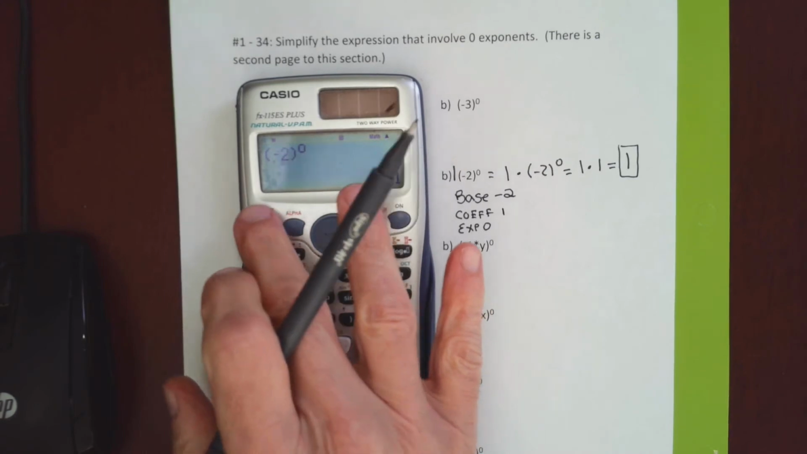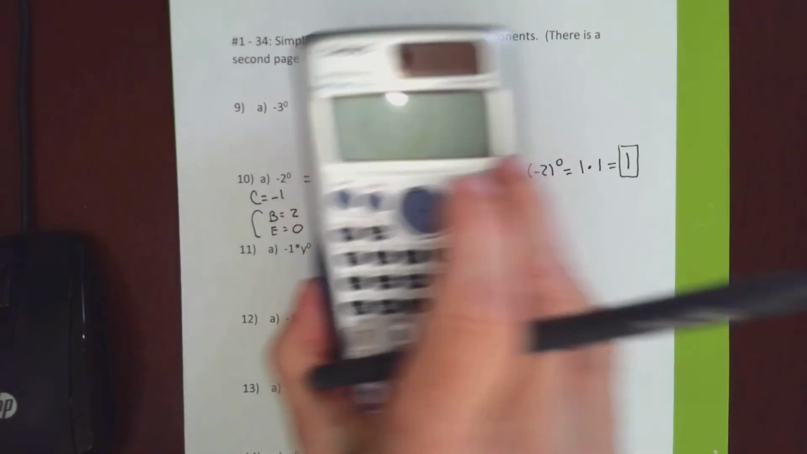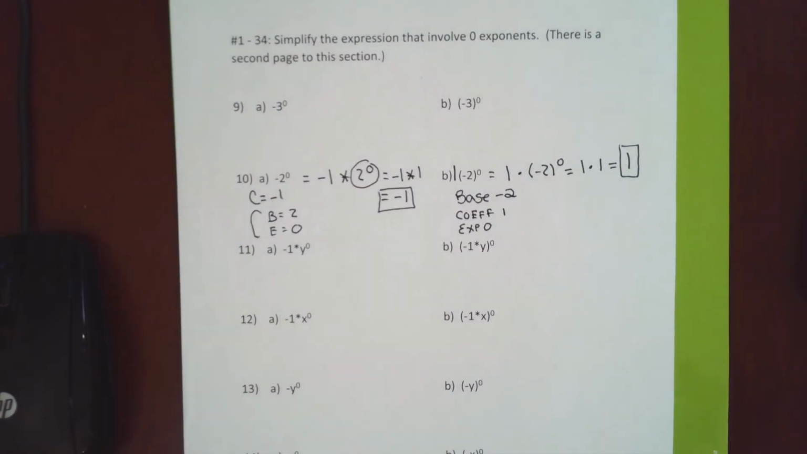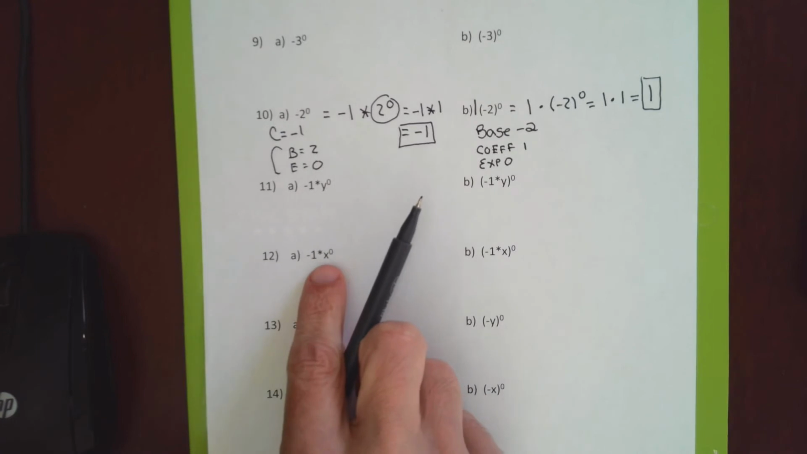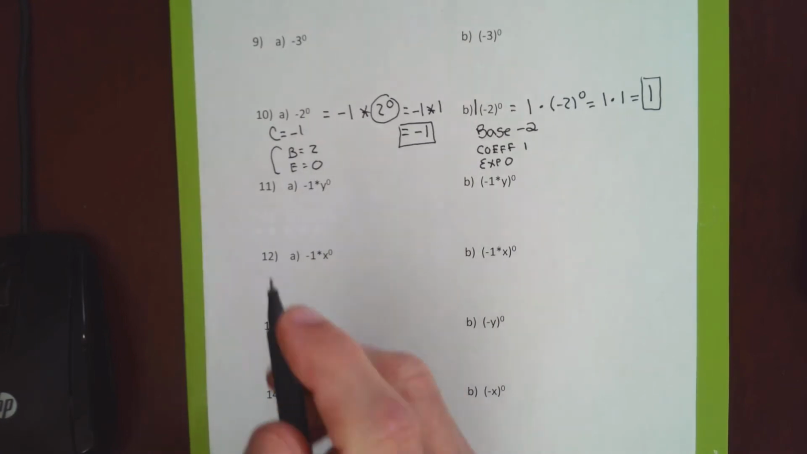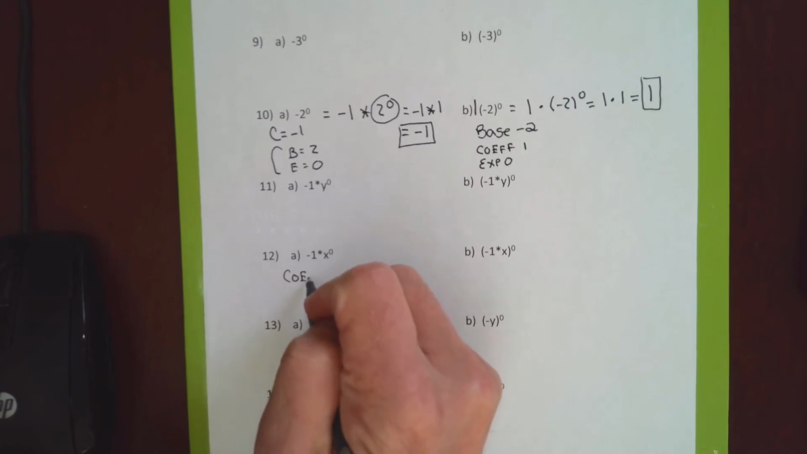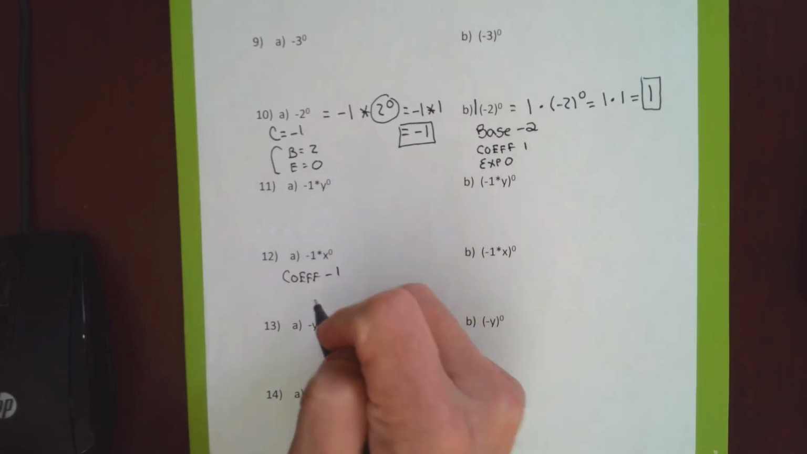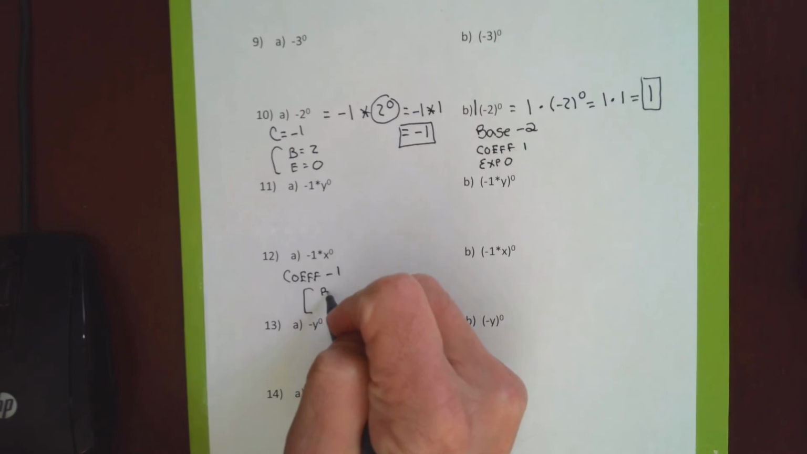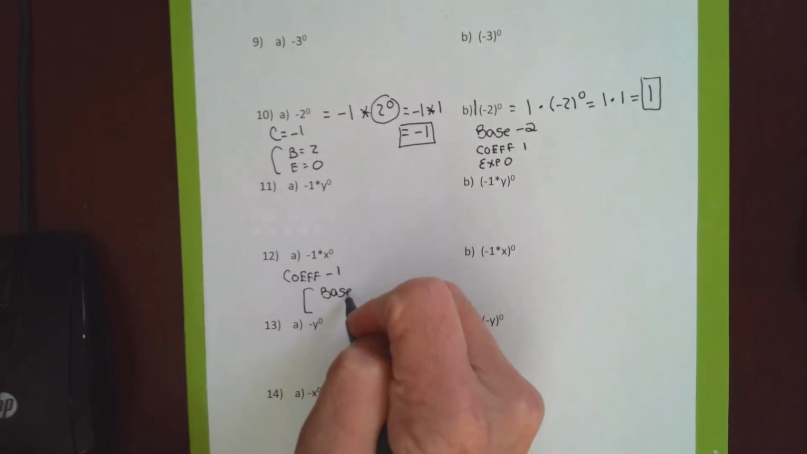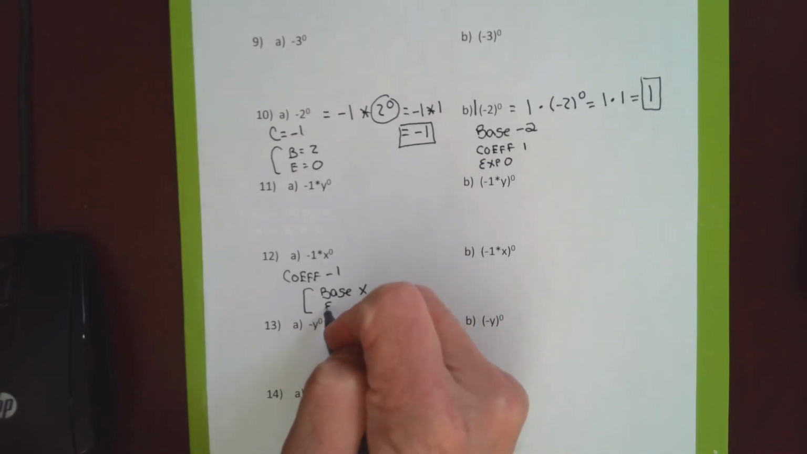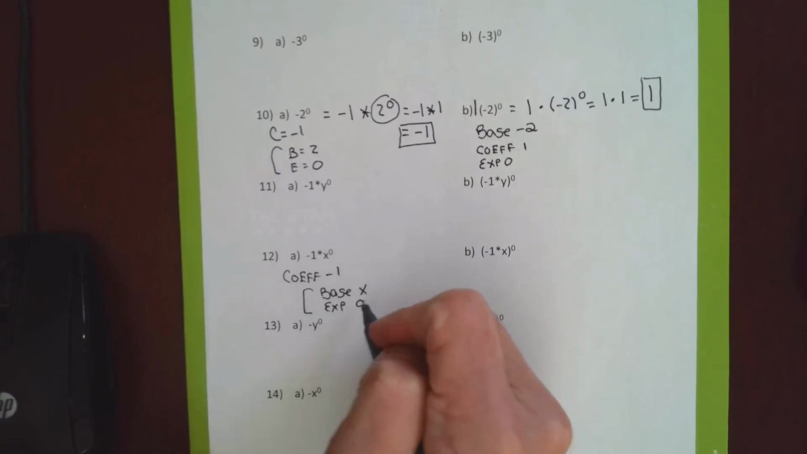Once I get out of just doing numbers and I have started having letters, variables, I can't really do them on my calculator, but I should be able to understand them. So if I'm doing number 12, I'm really emphasizing right here. There's a coefficient of -1. The base is x. The exponent is 0.